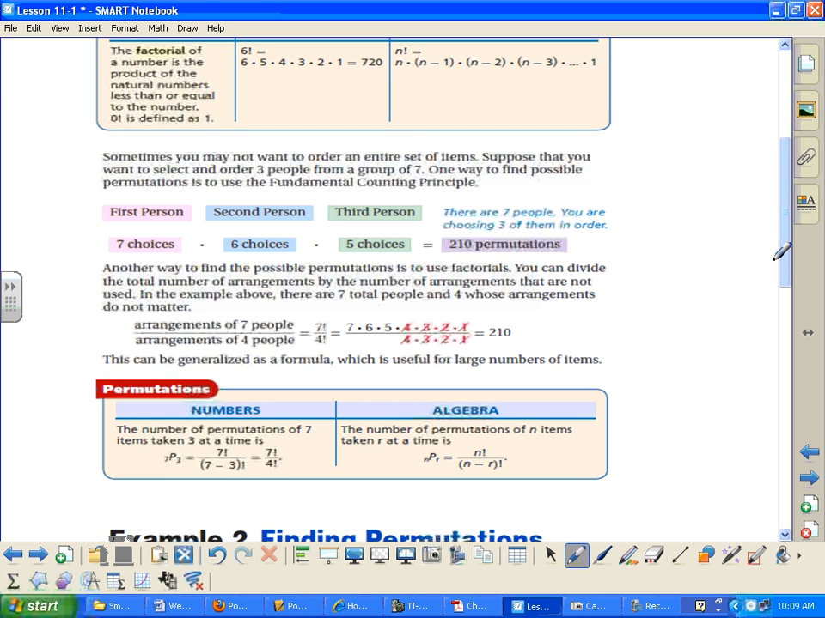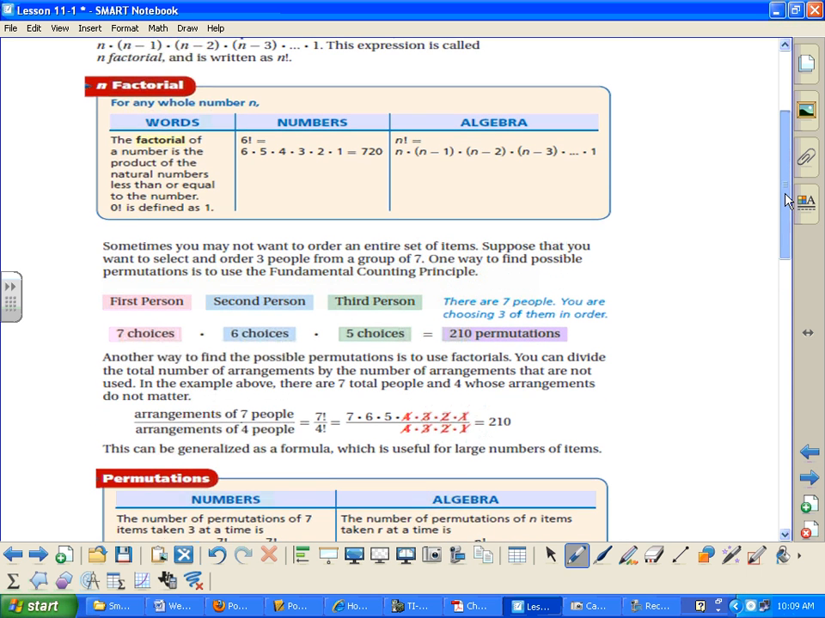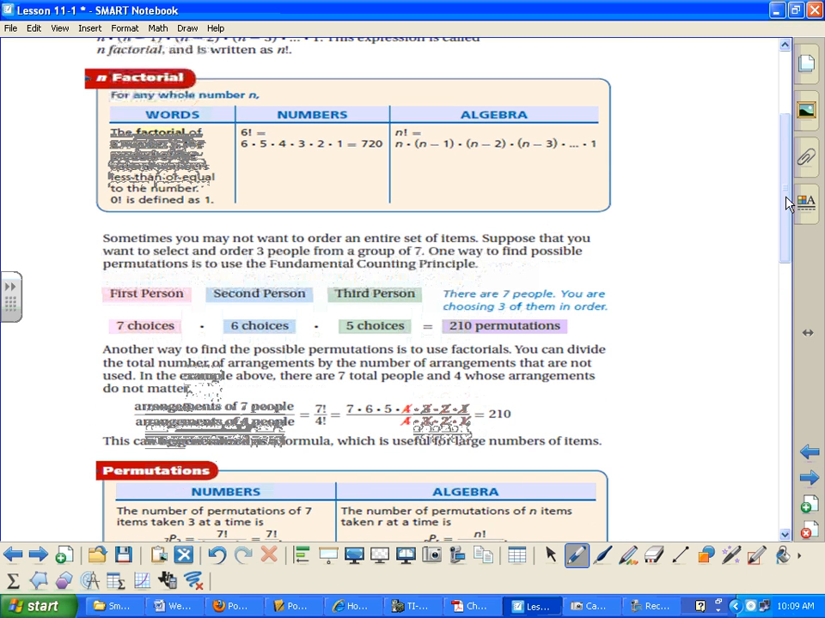Sometimes you may not want to order an entire set of items, though. Okay. So we're using factorials when we have a whole set we're doing. So if I have 10 books and I want to order them, then it would be 10 factorial. But sometimes you don't want all 10 of them. Maybe we only want 3 of the 10.